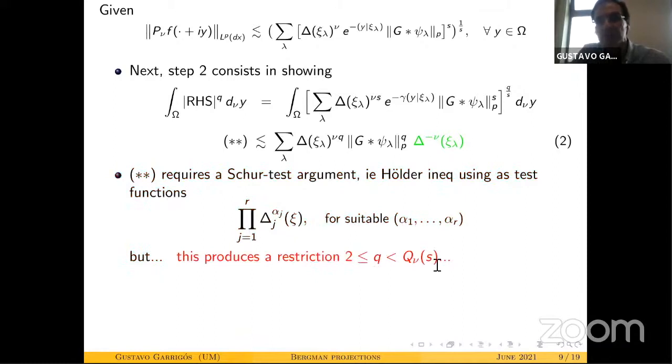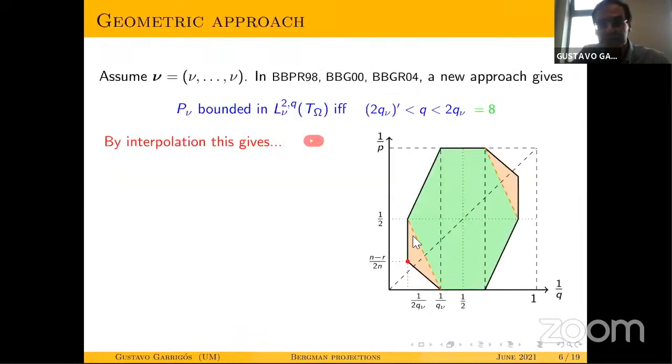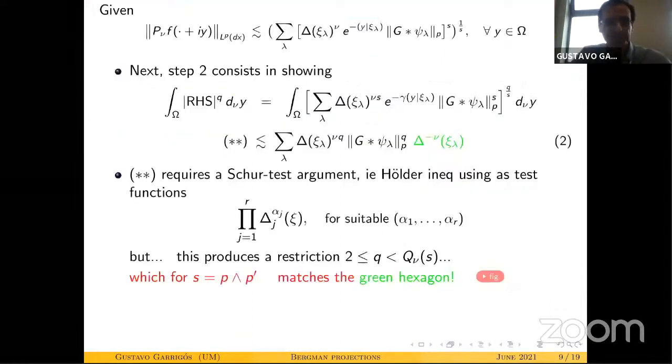That will create a restriction on the indices. That use of the Schur test will introduce some gamma integrals, and gamma integrals are not always convergent. So you are going to have a restriction on the indices. And this restriction on the indices is precisely what gives you the figure of the green hexagon that they put below. Okay, this number q nu s, I don't write explicitly what it is, but it corresponds exactly to this line. So if you use s equal to 1, using the triangle inequality, you would be in the rectangle that I said before. If you are at s equal to 2, you would be using Plancherel, you would be exactly here, and in the middle, you are using that. Okay, so this is exactly what happens.